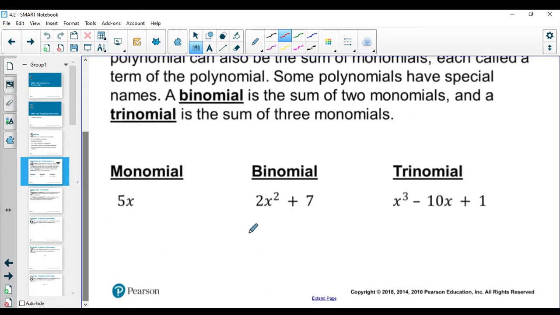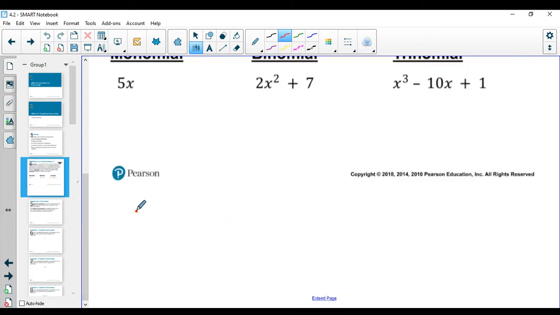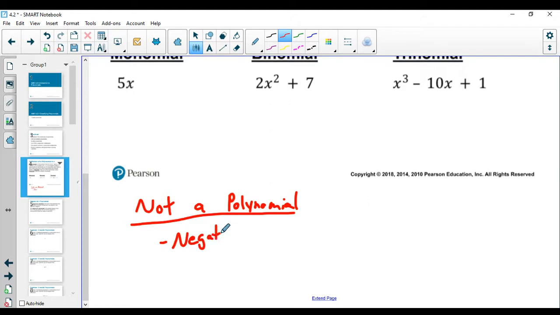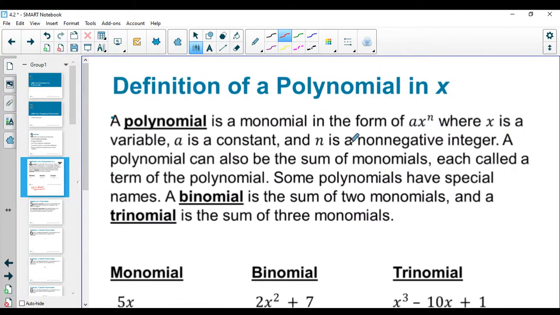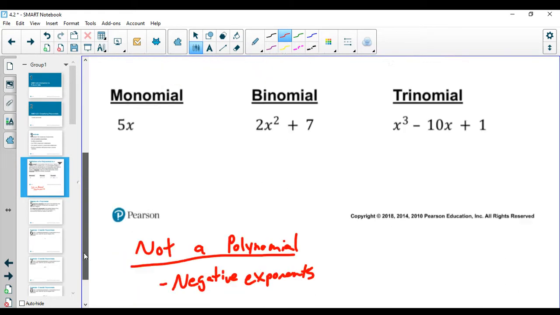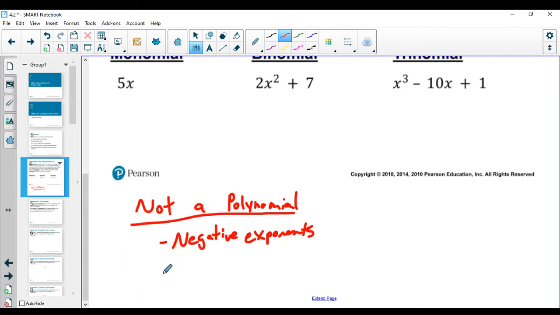So here's kind of the rules for what's not a polynomial, which you might want to jot down somewhere. Anything that's not a polynomial is going to have... There should be no negative exponents, right? Because it says non-negative integer. So if you have a negative exponent, not a polynomial.